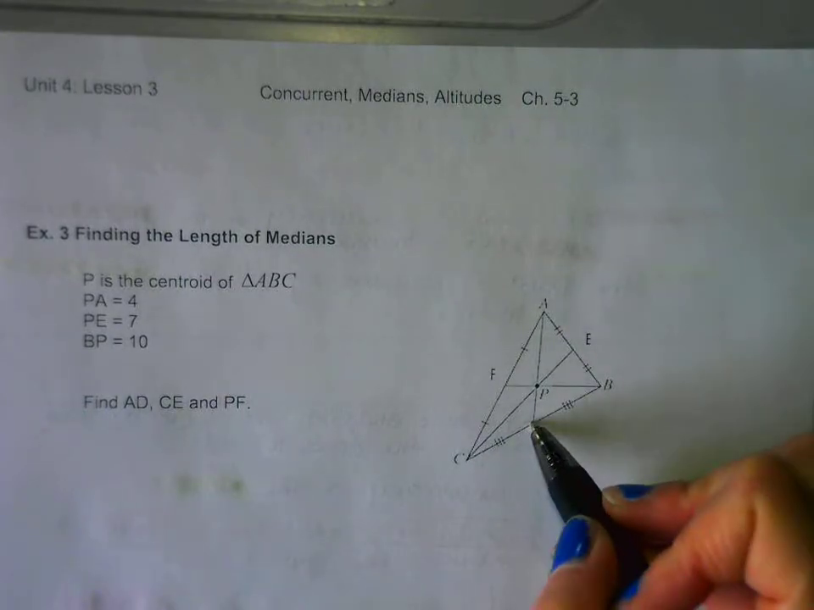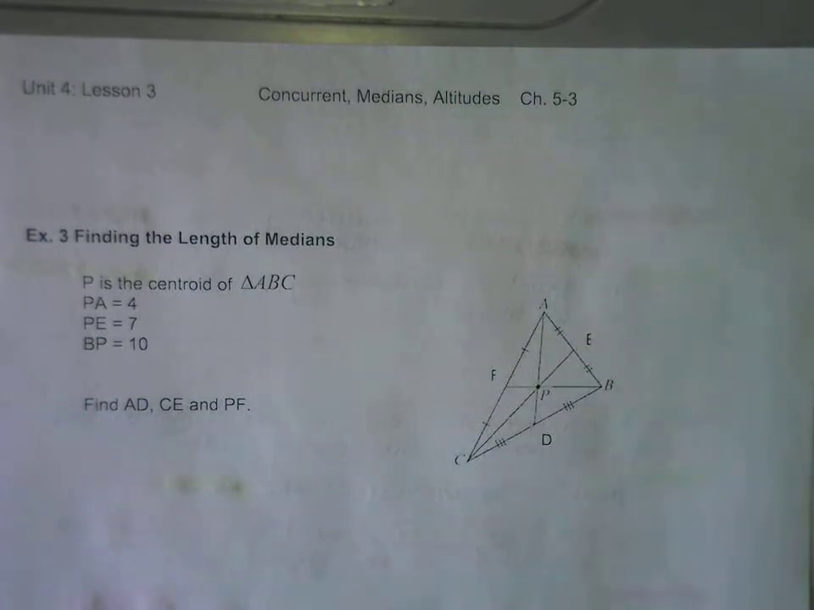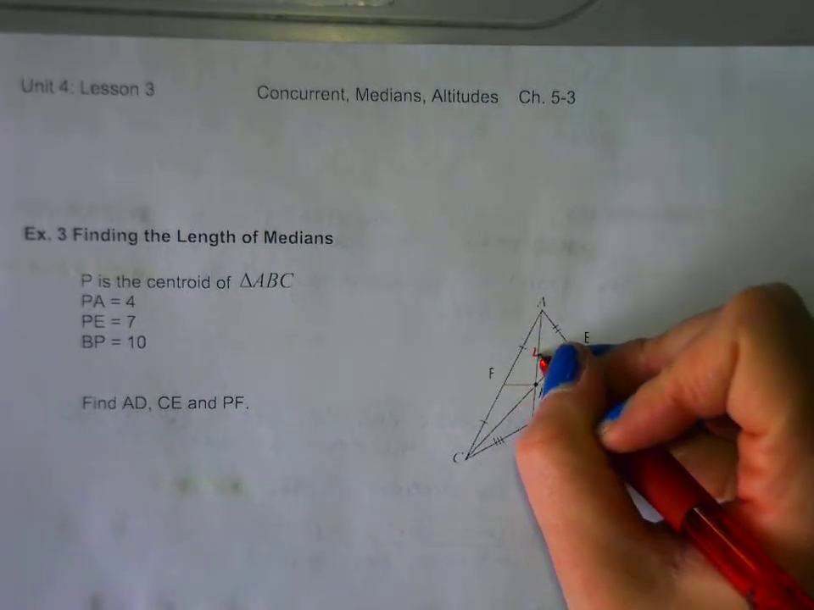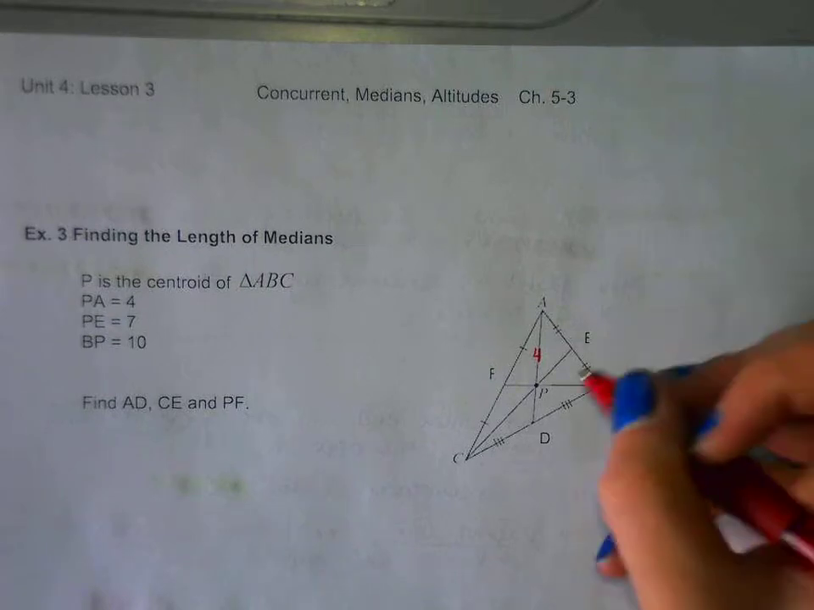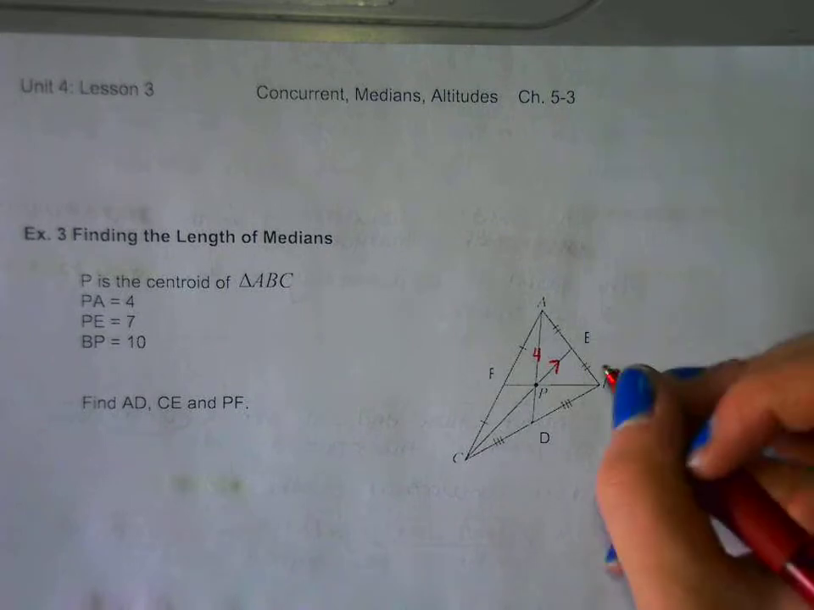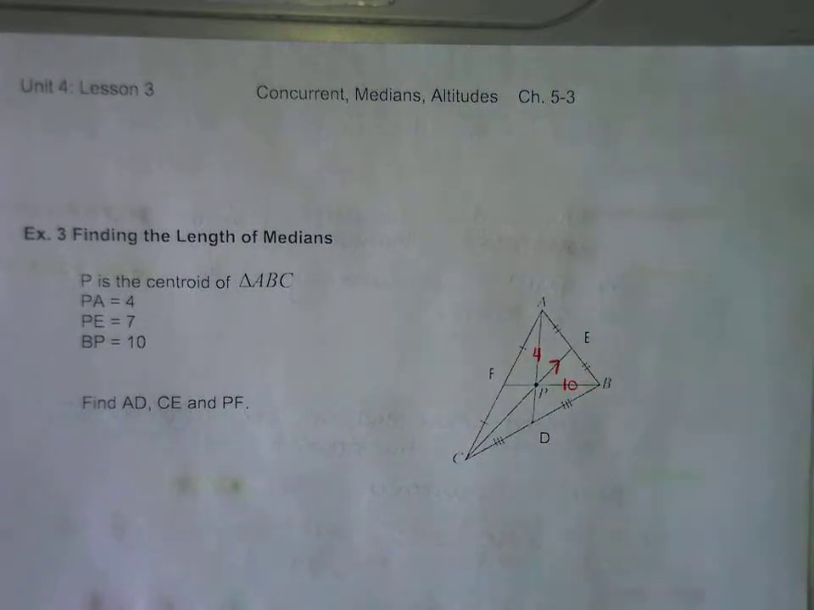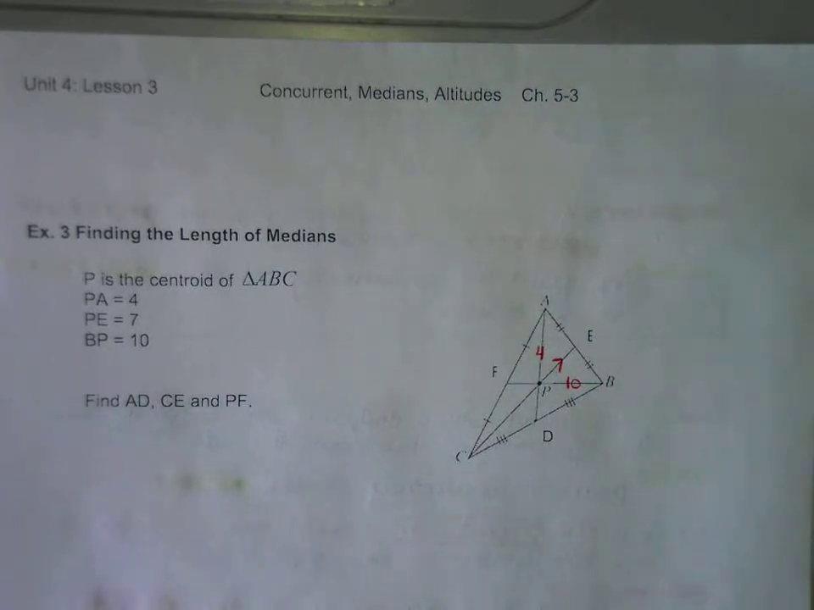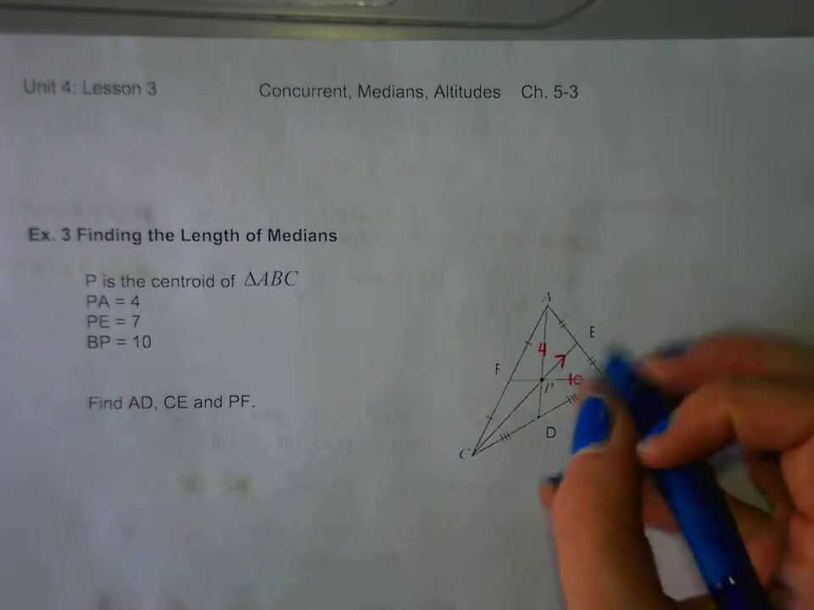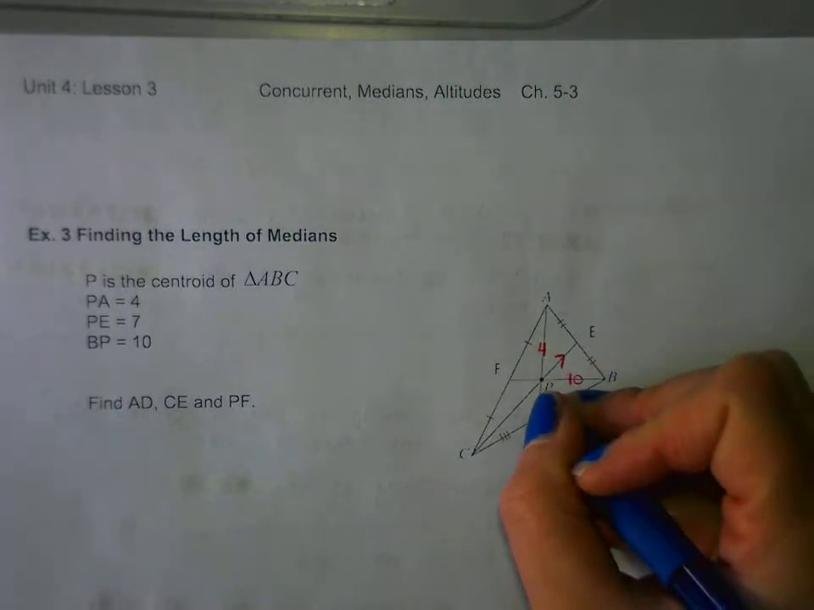So if P is the centroid, I know that the distance from P to A right here is 4. I also know PE is 7 and BP is 10. I want to find the lengths of AD, CE, and PF. So if I'm wanting to find the length of AD, this is my missing one, I'm going to mark that. AD, the whole distance from here to here.